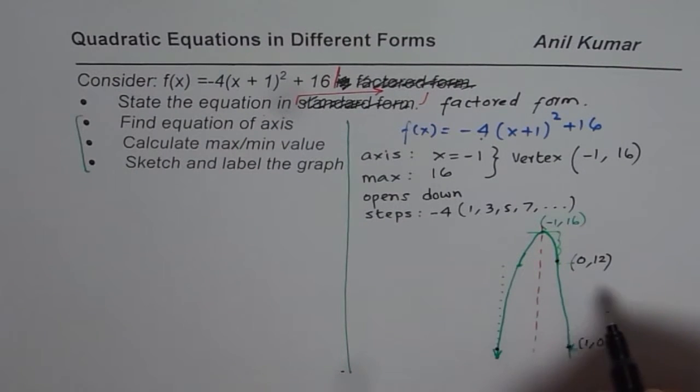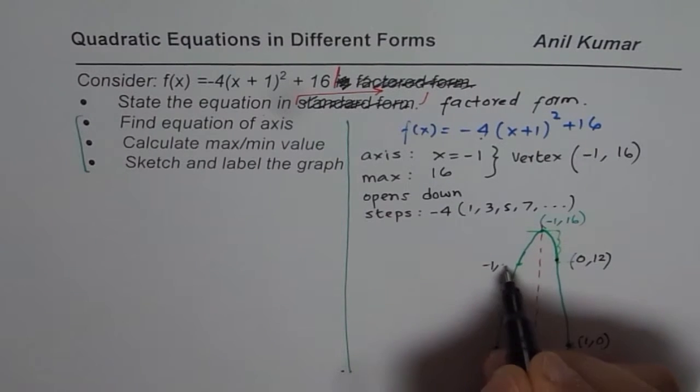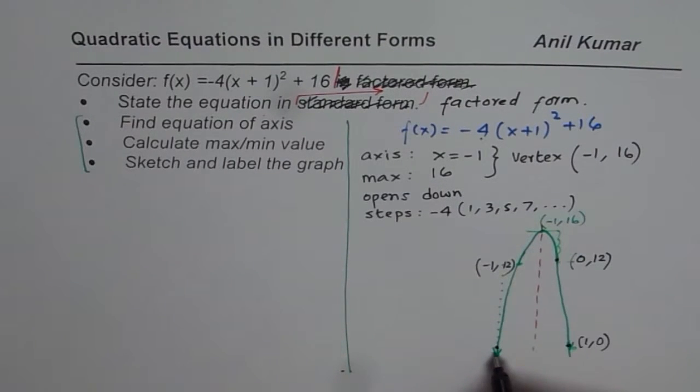So from this sketch, I can say this point is (-1, 12), and that point will be (-2, 0). So (-2, 0) will be my x-intercepts.